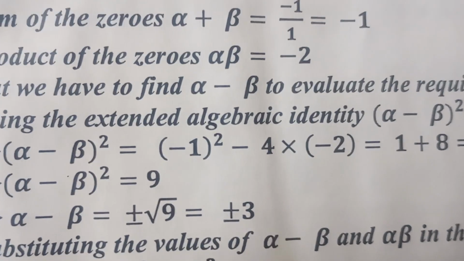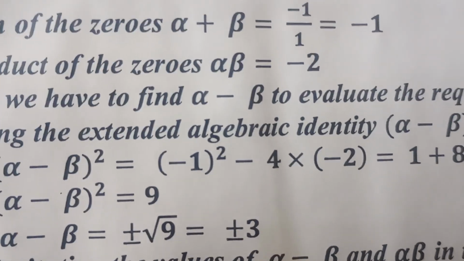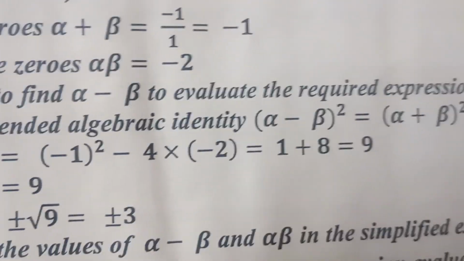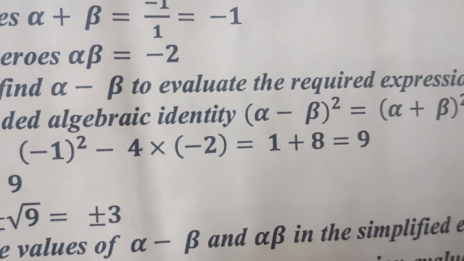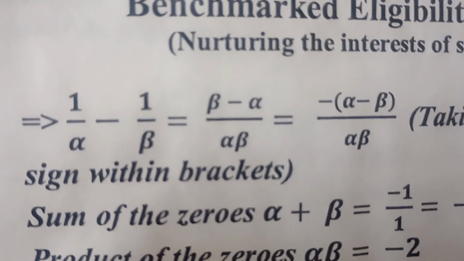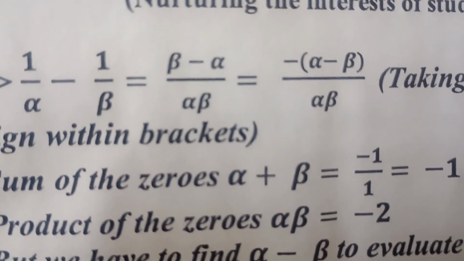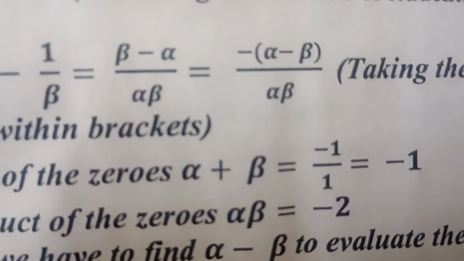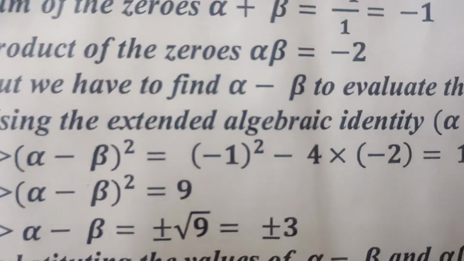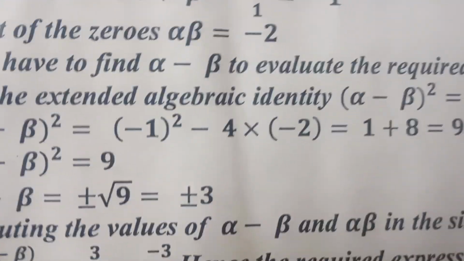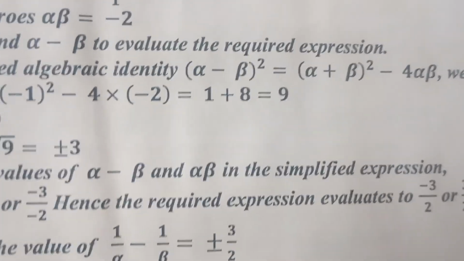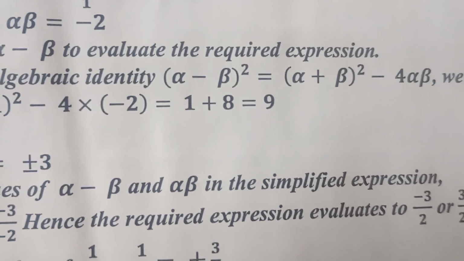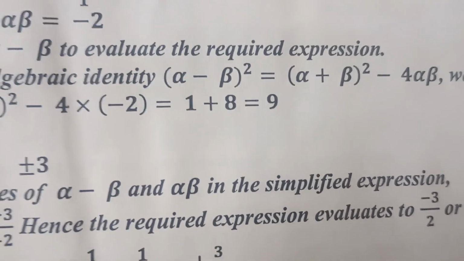But we have to find alpha minus beta to evaluate the required expression. See, the required expression, what we need is 1 by alpha minus 1 by beta, which is actually simplified as minus of alpha minus beta by alpha beta. So in order to find alpha minus beta, we use the extended identity: alpha minus beta the whole squared is equal to alpha plus beta the whole squared minus 4 alpha beta.